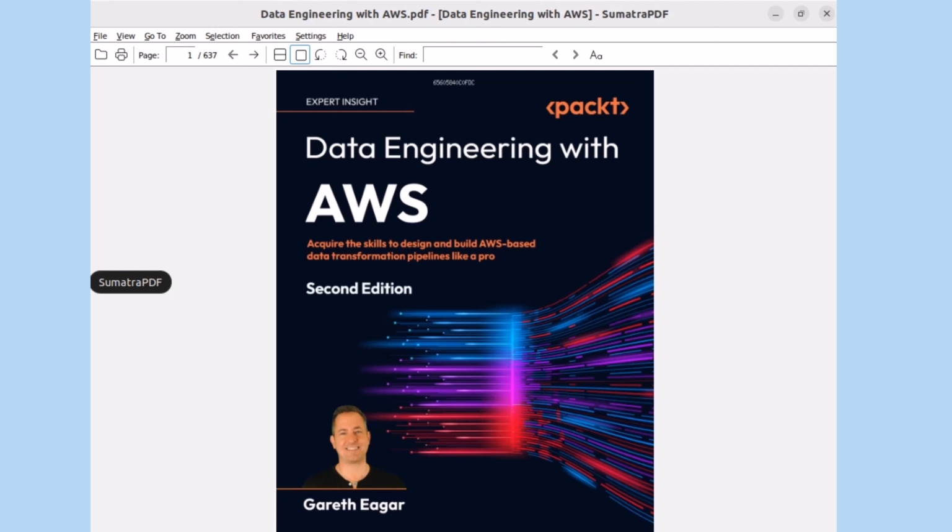That said, let's go ahead and start looking at this book review. This book review is from Packt. It is called Data Engineering with AWS. It is a second edition, as you can see, by Gareth Eagar. Great start, with the title and the pictures, and you can see that it has a nice visual there.